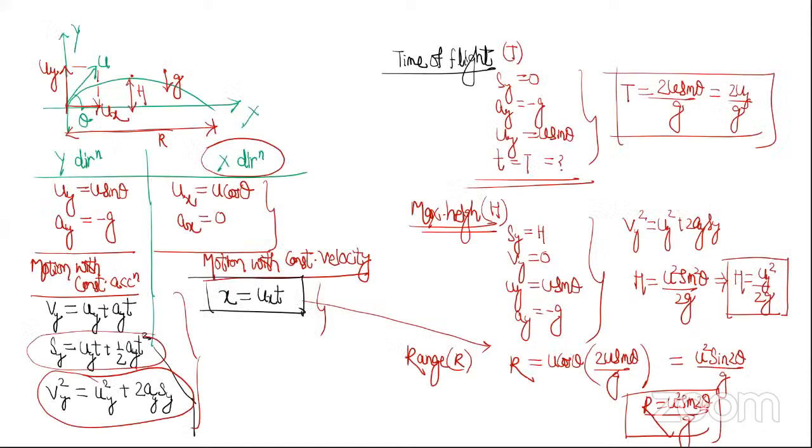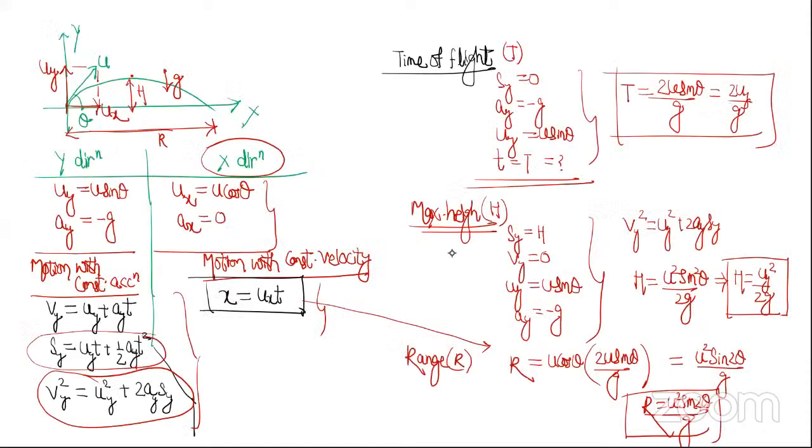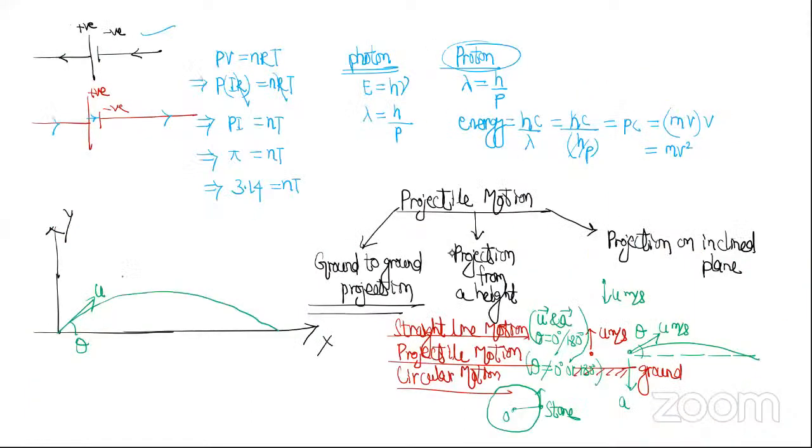So last time we had studied 1D motion and we were about to start 2D motion. I started projectile motion a little bit. I told you how projectile motion can be divided into three parts: ground to ground projection, projection from a height, and projection on an inclined plane. Then I also said when projectile motion happens.